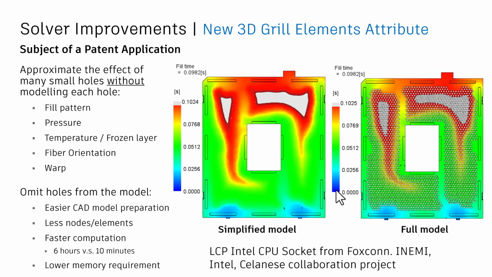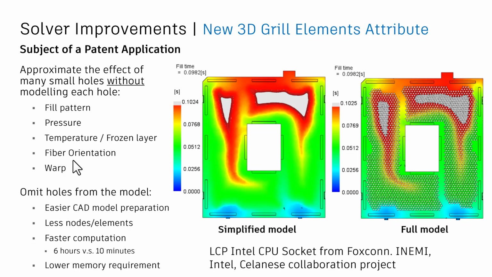One of the announcements is assigning grill element attributes to the simplified model and capturing the effect on your filling pattern, pressure, temperature, frozen layer, fiber orientation, and warp. Let me put it this way. The model you see on the extreme right-hand side of the screen has a lot of features, the holes, through holes. The middle model is a simplified model where I have removed all these holes, the elements in that area have been selected, and the grill element attributes have been assigned.